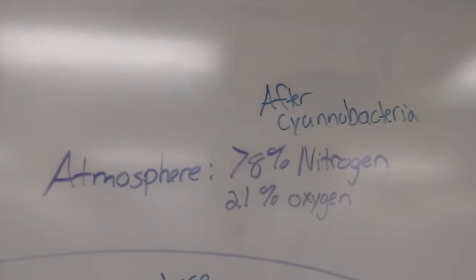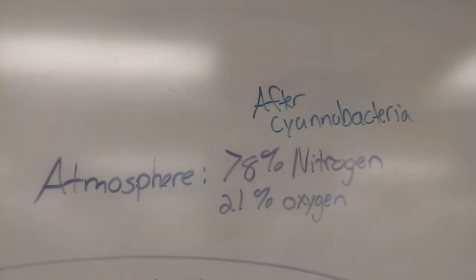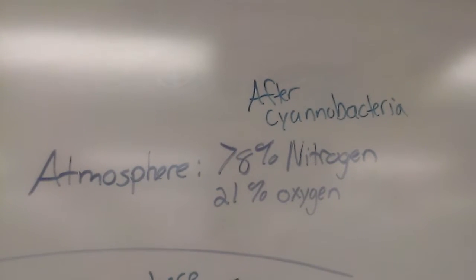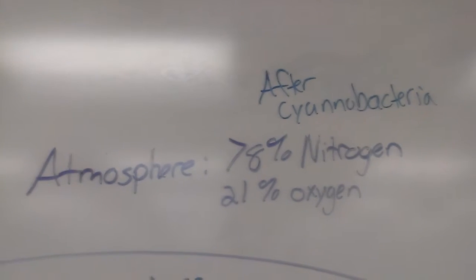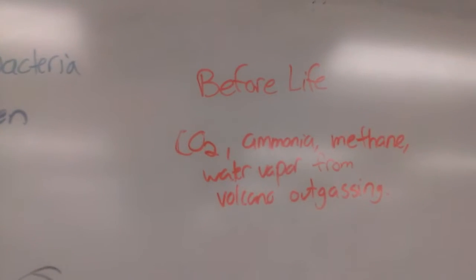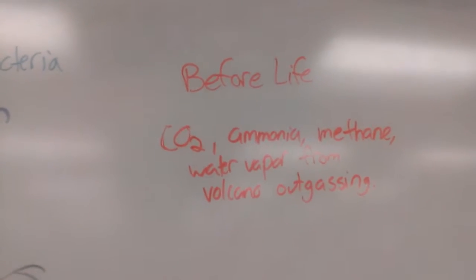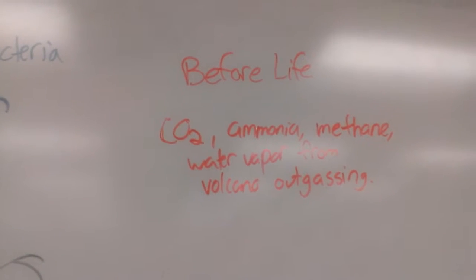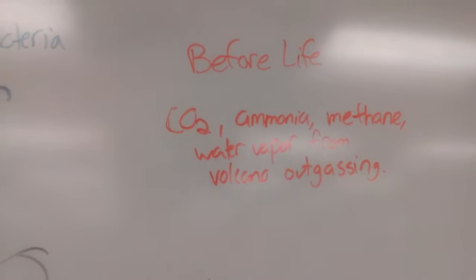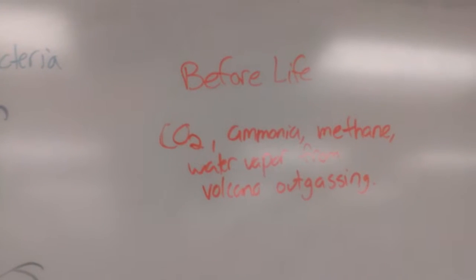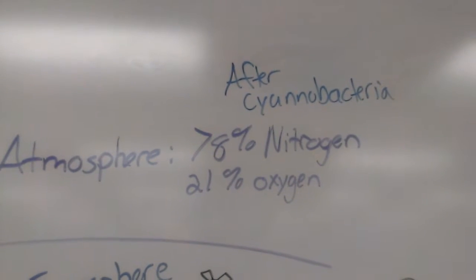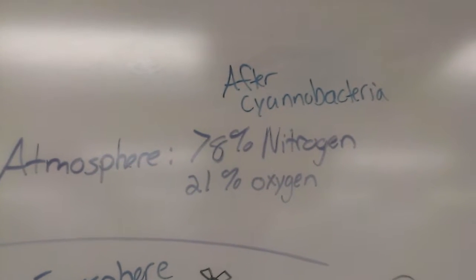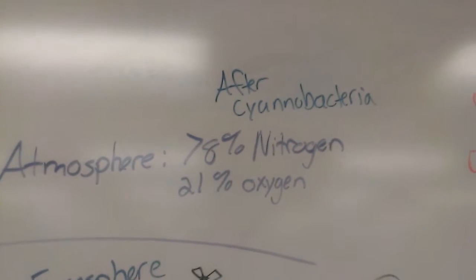Earth's atmosphere. Today, after cyanobacteria, we have 78% nitrogen and 21% oxygen. But before cyanobacteria and life entered onto the planet, it used to be primarily CO2, ammonia, methane, water vapor, and other gases from volcano outgassing. So our atmosphere originally formed from volcanoes and then evolved or changed as life began to form on the planet to our current day, modern day atmosphere of 78% nitrogen, 21% oxygen, which of course is important to us since we breathe oxygen.